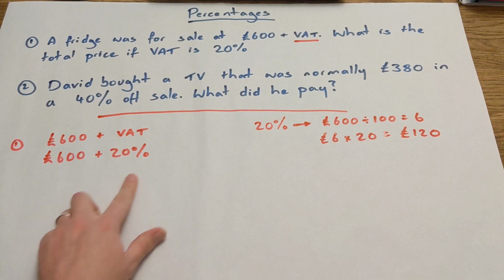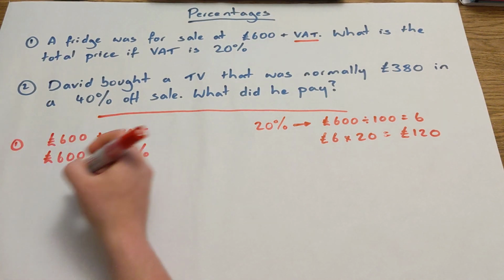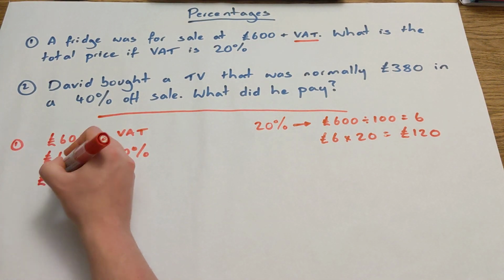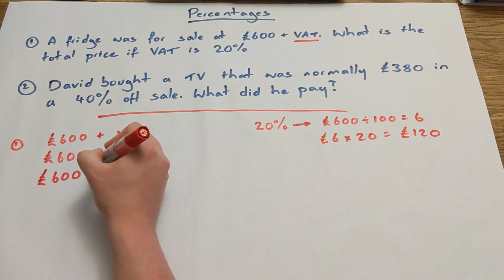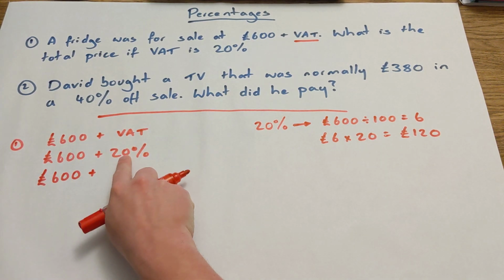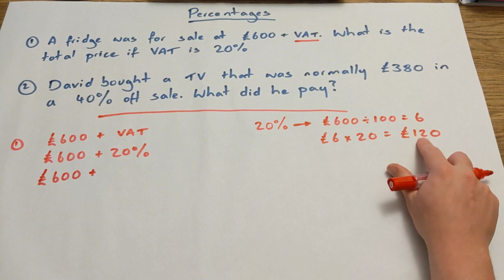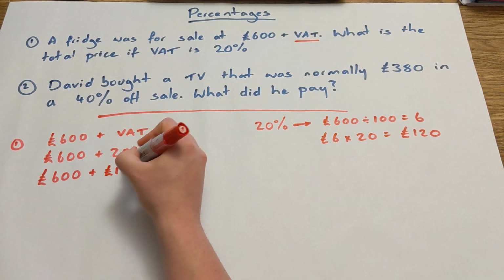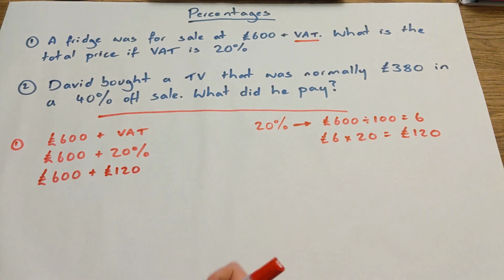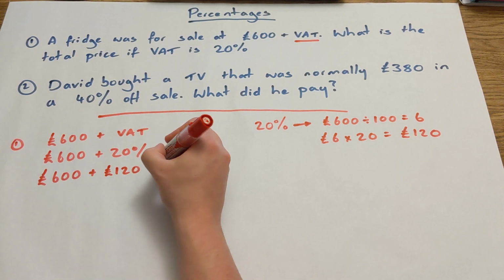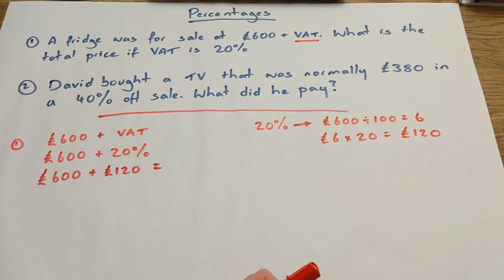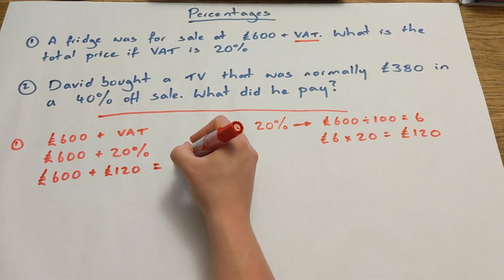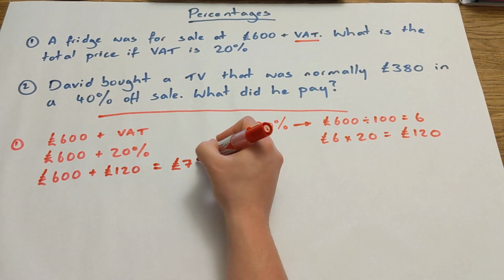Okay, so that means now I know that the total price is 600, and instead of saying just 20%, I know 20% is £120. So that's 600 plus £120. So that tells me the total price of that, what was question one, the fridge, is £720.